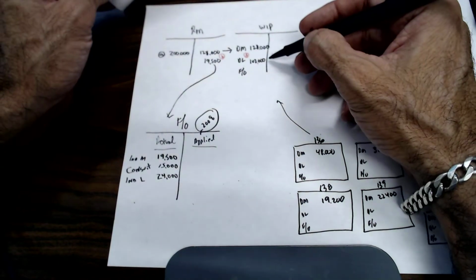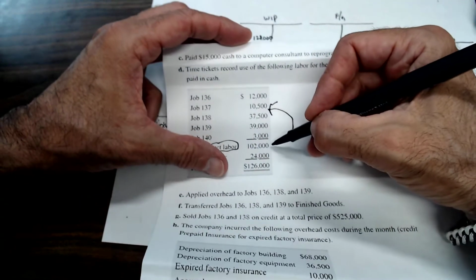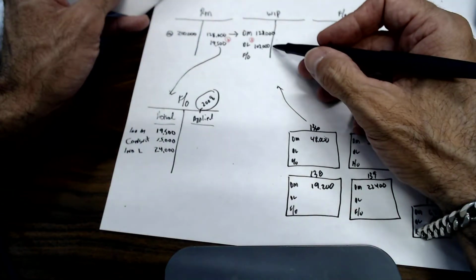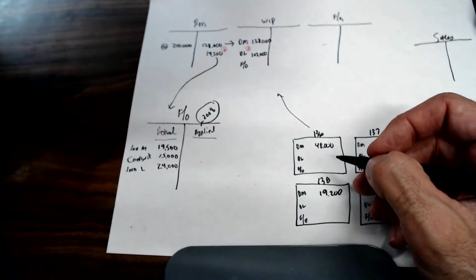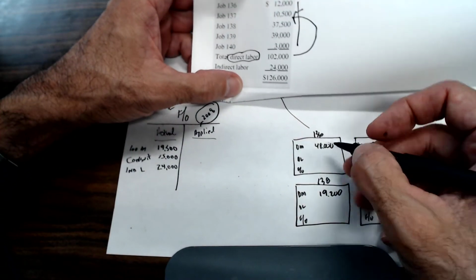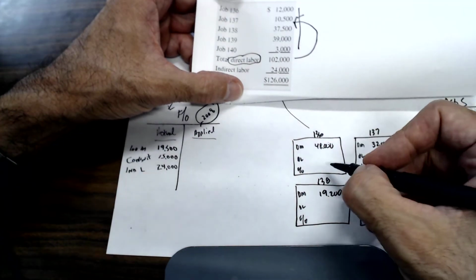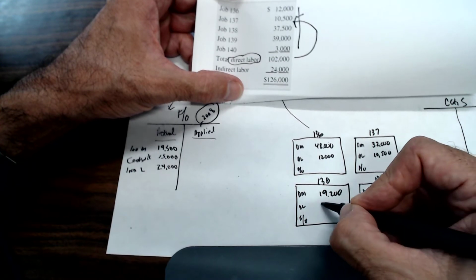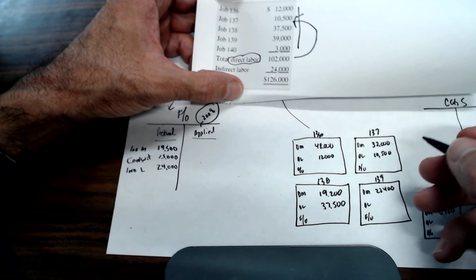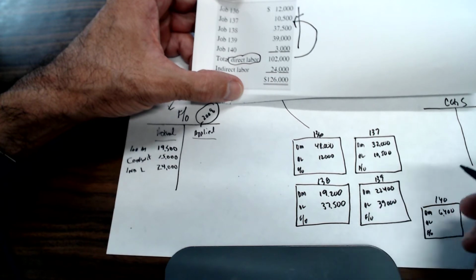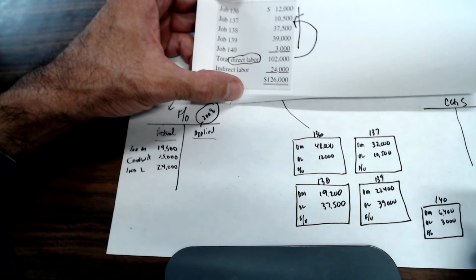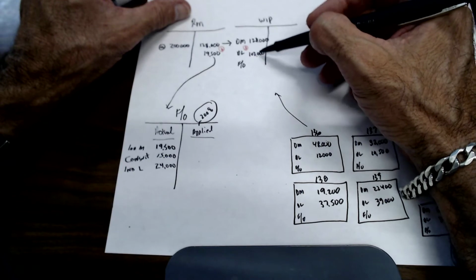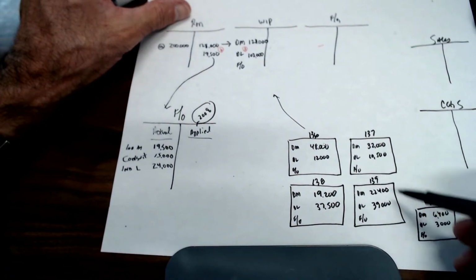We need to do the exact same thing with labor. We had direct labor of 102,000, which was traced to these jobs, so we charged 102,000 to work in process. We need to also update the job cost sheets. Of that 102,000, 12,000 went to job 136, 10,500 to 137, 37,500 to 138, 39,000 to 139, and 3,000 to 140. Good. Now the two totals that I added to work in process, I have now updated job cost sheets.